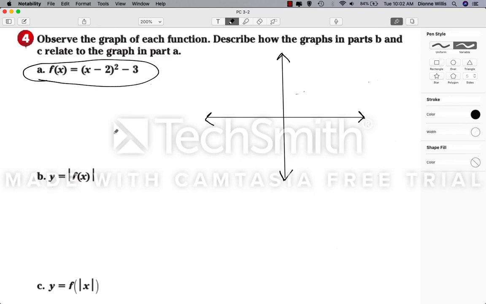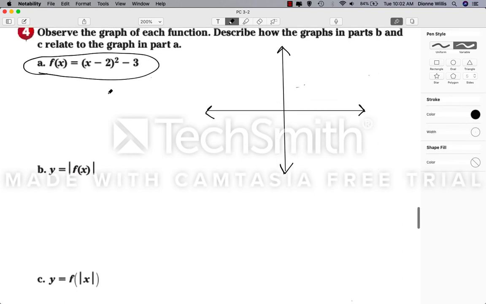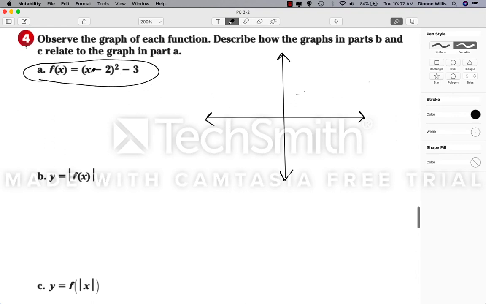So f of x is what we're going to riff on in all of these other examples. So if you look at this, you can see, oh, this is definitely a parabola. It's got that x squared situation. And then we can see that the vertex of the parabola is shifted. This is vertex form. So we know that we are moving 2 spaces to the right, 1, 2, and 3 spaces down, 1, 2, 3, for a vertex point here.